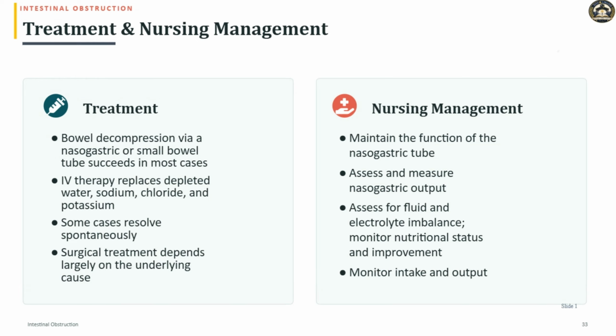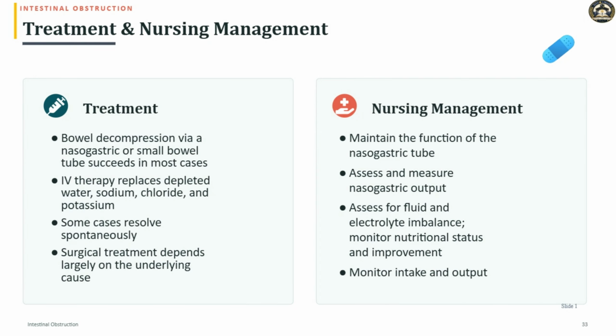Managing intestinal obstruction involves both direct treatment and comprehensive nursing management. In terms of treatment, bowel decompression, typically achieved via a nasogastric or small bowel tube, is successful in most cases. Intravenous therapy is essential to replace depleted water, sodium, chloride, and potassium. It's noteworthy that some cases may resolve spontaneously. Surgical treatment, when necessary, depends largely on the underlying cause of the obstruction.